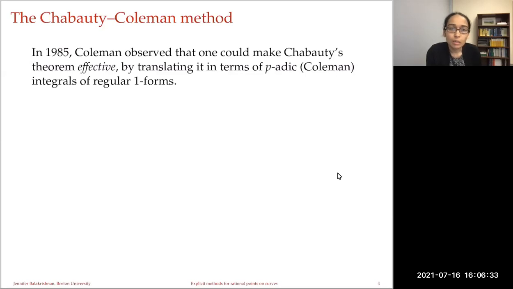So Coleman observed in 1985 that one could make Chabauty's theorem effective by translating it in terms of p-adic integrals of regular one forms. So these p-adic integrals are what we call Coleman integrals these days. These are certain p-adic line integrals that Coleman constructed.